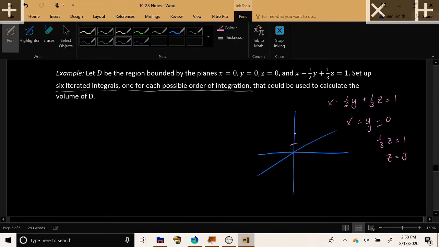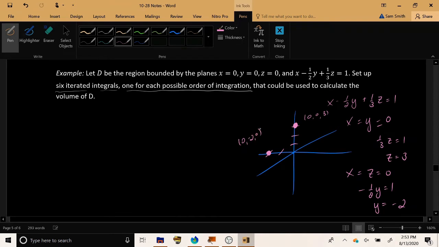So the point 0, 0, 3 would be on this plane. If I set x and z equal to 0, that gives me negative 1/2 y equals 1, and so y would be negative 2 in that case, and the point 0, negative 2, 0 is on the plane. Here's 0, 0, 3. Here's 0, negative 2, 0. These 2 points are now known to be on the plane.